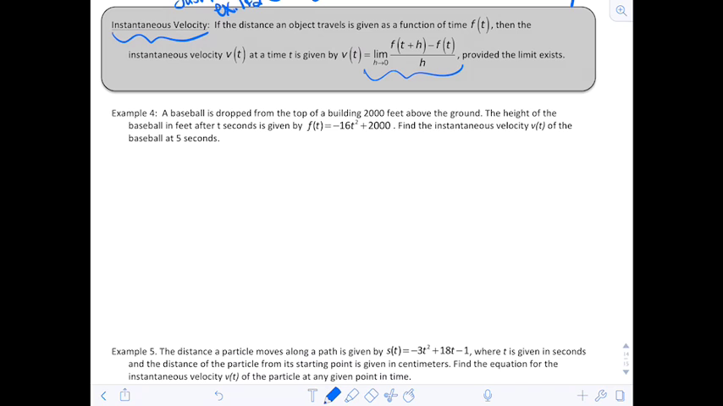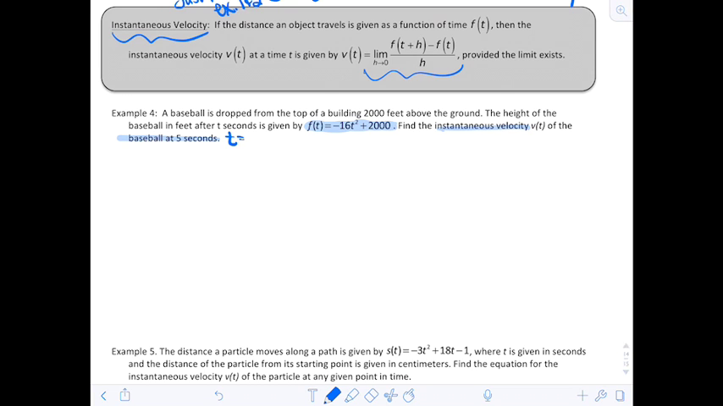So example 4 says, a baseball is dropped from the top of a building 2,000 feet above the ground. The height of the baseball in feet after t seconds is given by this equation, negative 16t squared plus 2,000. Find the instantaneous velocity at 5 seconds.